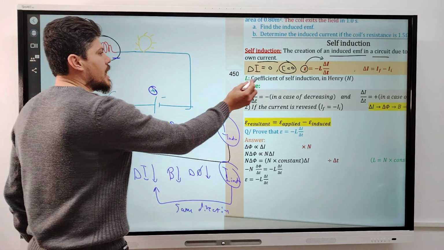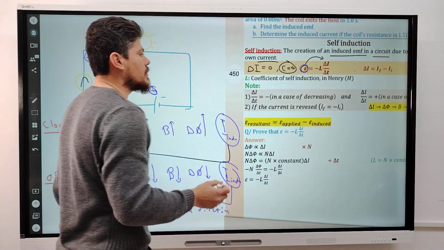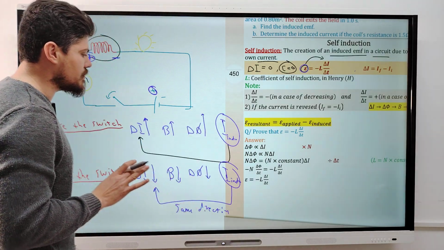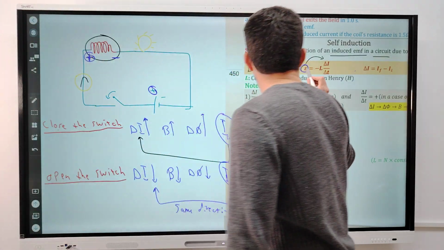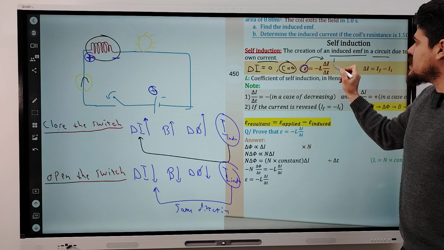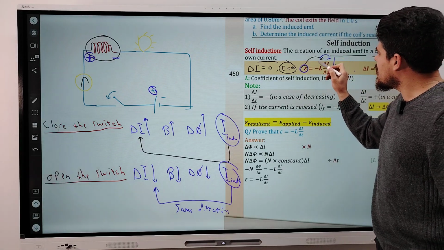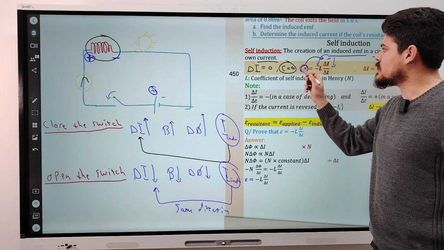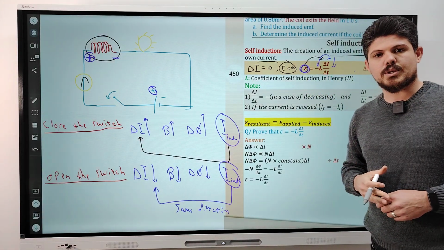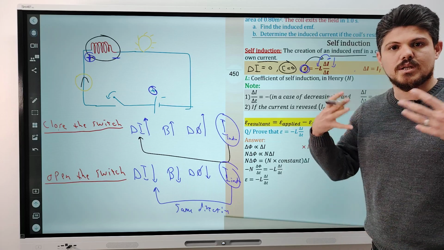The EMF has the largest, maximum value. Why? Because when the current decreases, the change becomes negative. Okay, negative times negative becomes positive. What does the positive sign indicate for potential difference? It means that the potential difference increases.